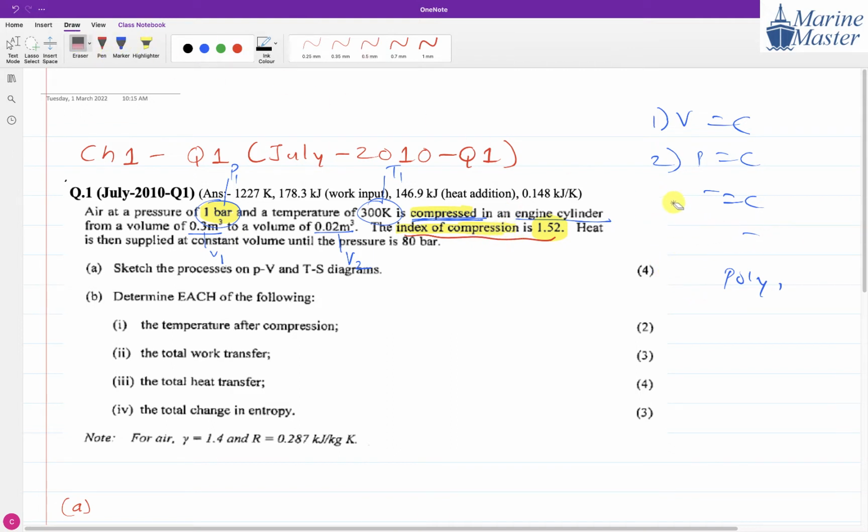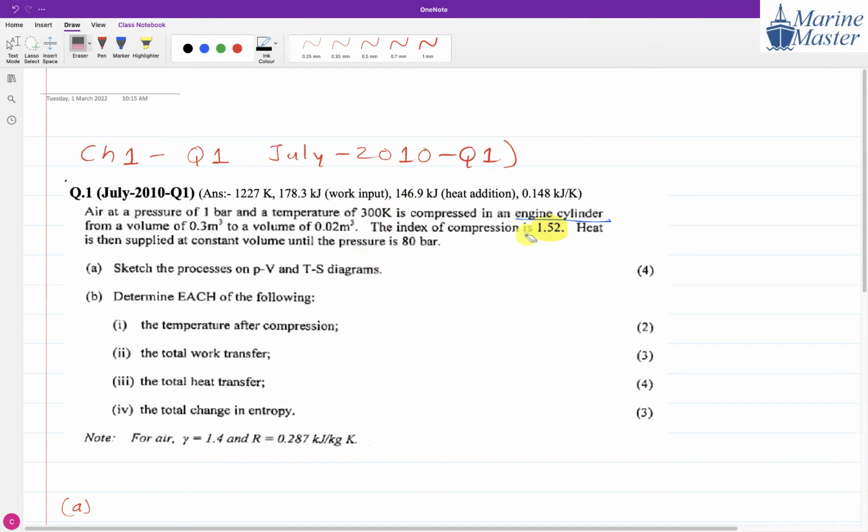I am going to erase all these processes. So here we have a first process, which is a compression. But which compression is that one? Polytropic compression. And how do we come to know that it is a polytropic compression? Because here they have clearly mentioned the index of compression, and the index of compression is applicable to the polytropic process.